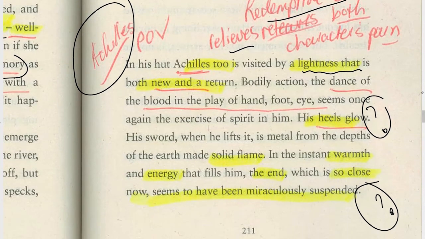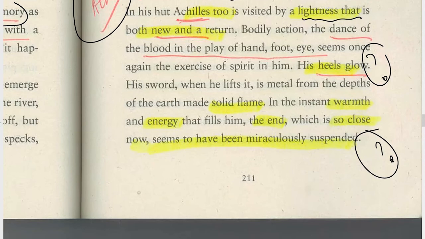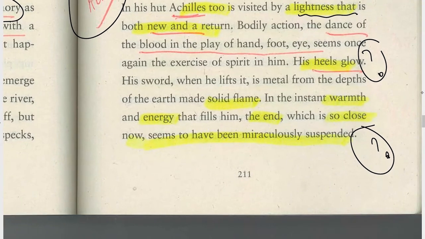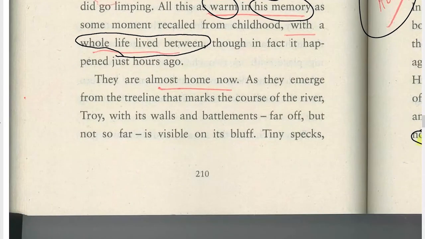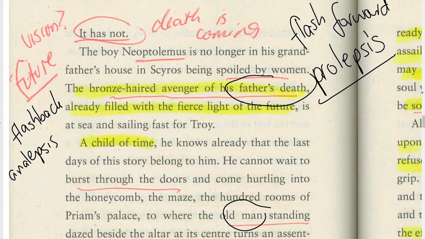His heels glow. I've just got a question mark there because Achilles' heel, and that's actually how he dies. There might be something symbolic intended there. Who knows? And the instant warmth and the energy that fills him. The end, which is close now, seems to have been suspended. So he knows he's near to his death, and it is not death is coming.